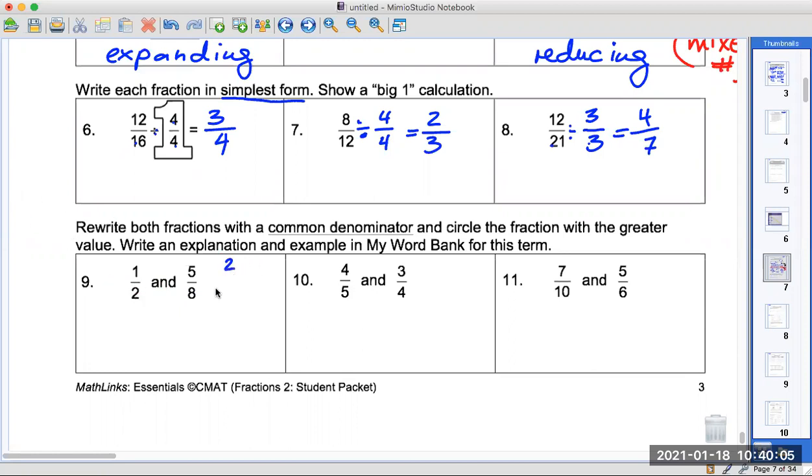So you write the multiples of 2, and you can look at your multiplication chart, and then the multiples of 8. And when they match, that's your lowest common denominator. So 8 is your lowest common denominator. 8 is divisible by 2, and 8 is divisible by 8. Okay? So the multiples, as soon as they match, you got the lowest. It's called the lowest common denominator.